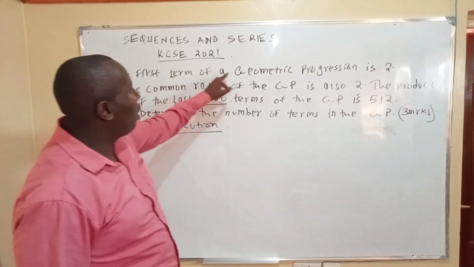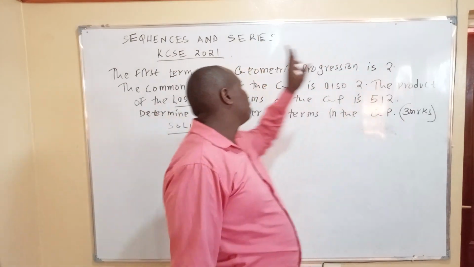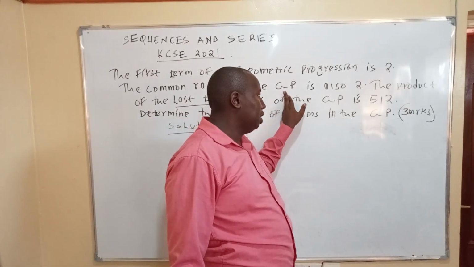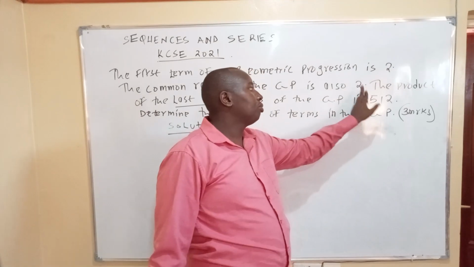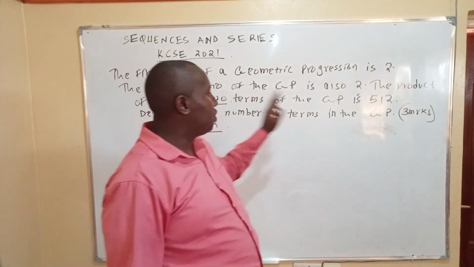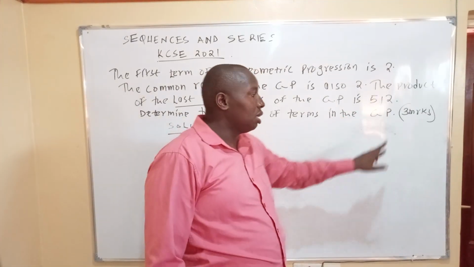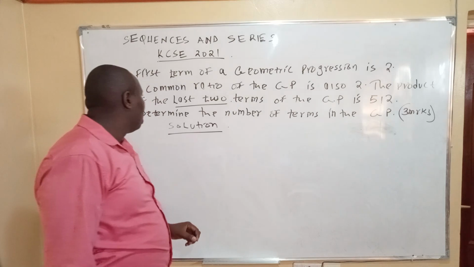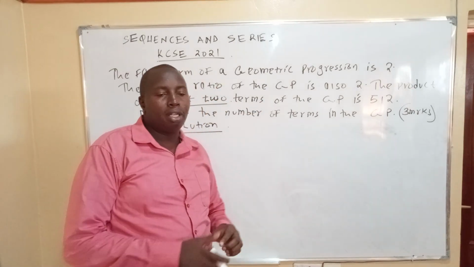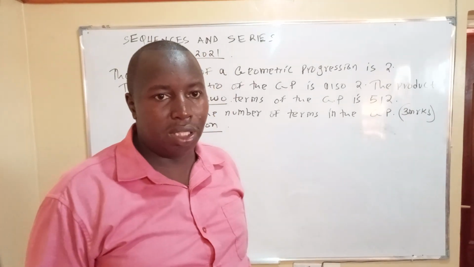The first term of a geometric progression is 2. The common ratio of the geometric progression, GP, is also 2. The product of the last two terms of the GP is 512. Determine the number of terms in the GP.